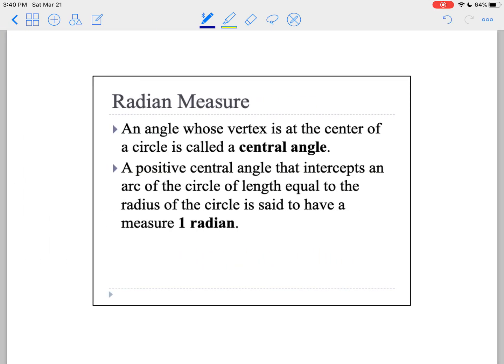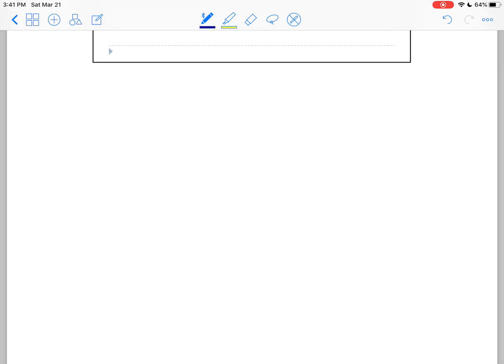So a radian measure is sort of the naturally occurring angle measure for a circle. Instead of using degrees, which splits a circle into 360 parts, what we're going to do is break up a circle and think of it as the number of times the radius could go around the circle. Okay, let me draw you a picture here.